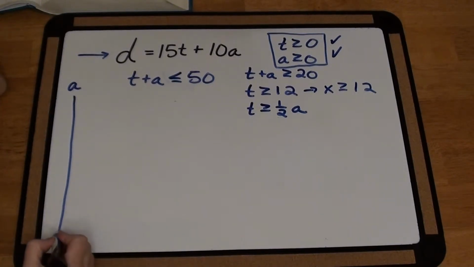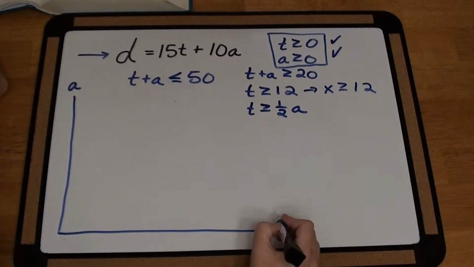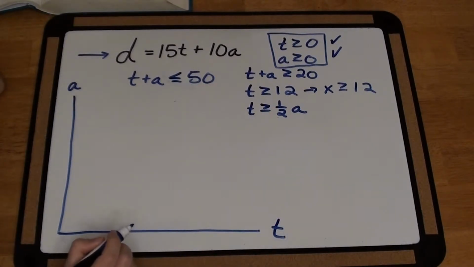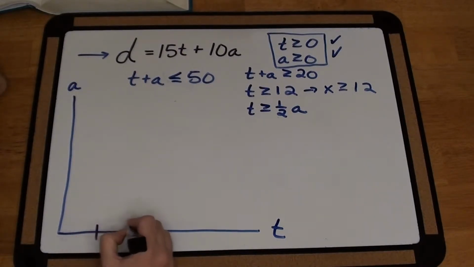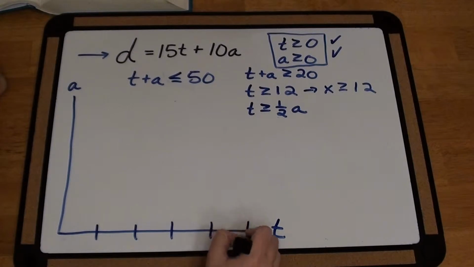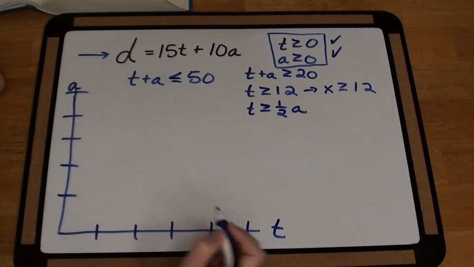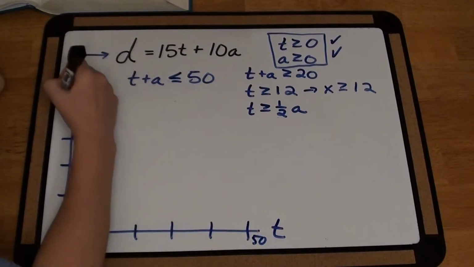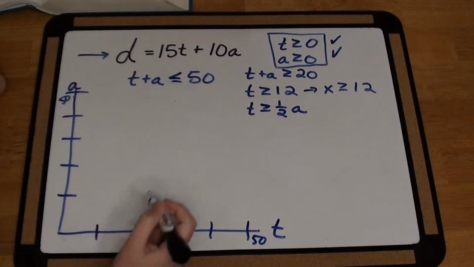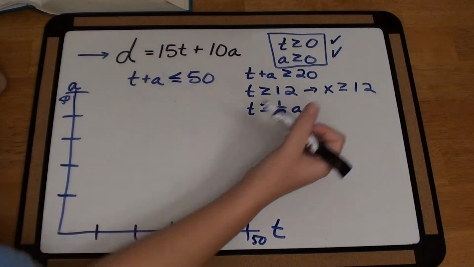Because I know the scale that we're going to have to hit with this, we're going to have to be careful to make sure we draw it to scale. So we're going to need to be able to go up to 50 on both of these axes. 10, 20, 30, 40, 50, 10, 20, 30, 40, 50. All right, so this is going to be 50, this will be 50. And here what do we have? We have that x is going to be greater than or equal to 12.